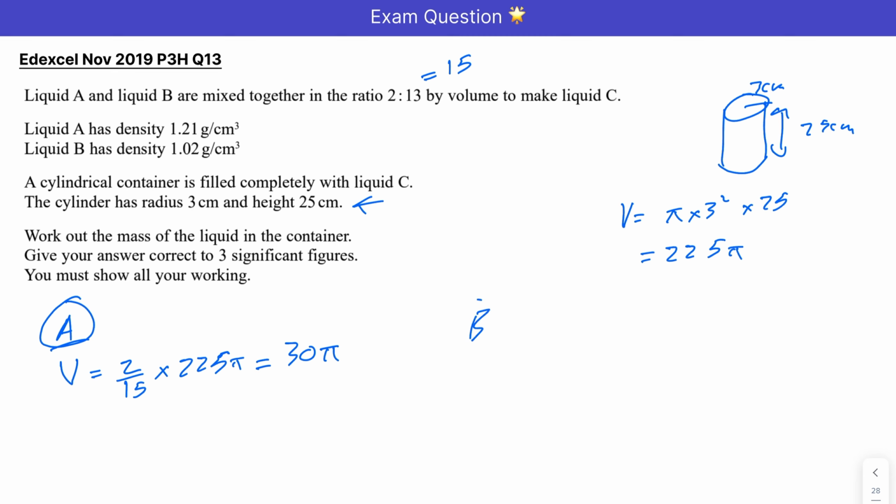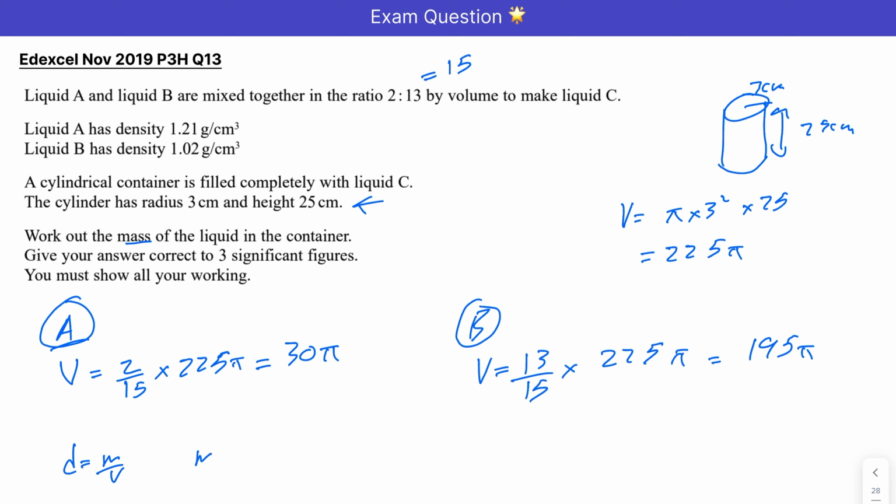And for B, the volume of B is just going to be 13 over 15 times 225 pi. So that's just what's left over, which is essentially going to be 195 pi. So now that I have the volumes, I just need to get the mass. So it says work out the mass of the liquid, the container, all together. So just as a reminder, density is mass over volume.